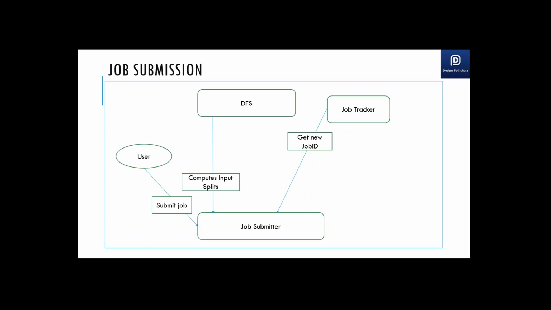For now, just assume the split is nothing but a block, that is, a block in which your data is divided. So if your file has 5 blocks, it will compute how many blocks there are in the distributed file system for the data which needs to be processed. Although a split is a little different from a block, for now just assume the split is equivalent to the block. Based on the computation of input splits, how many input splits are there?